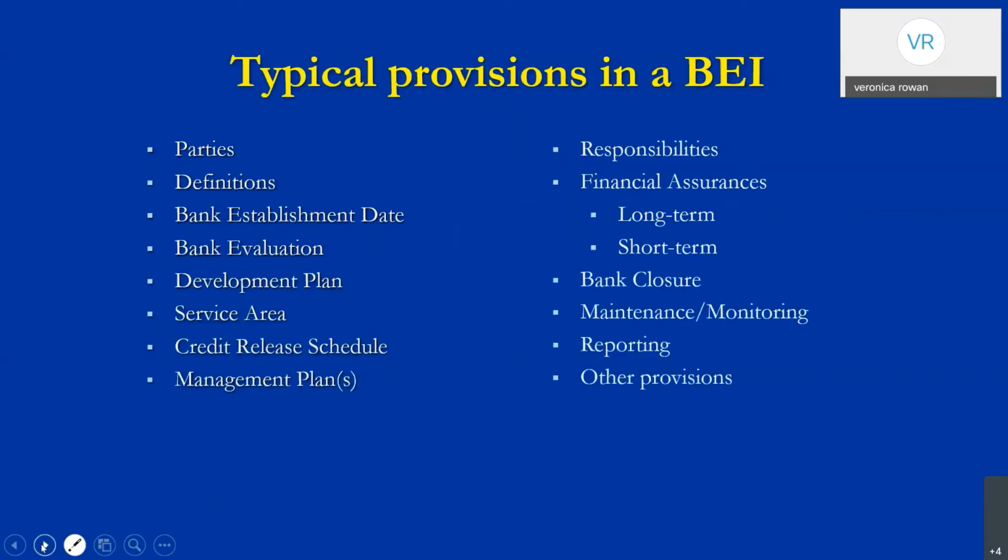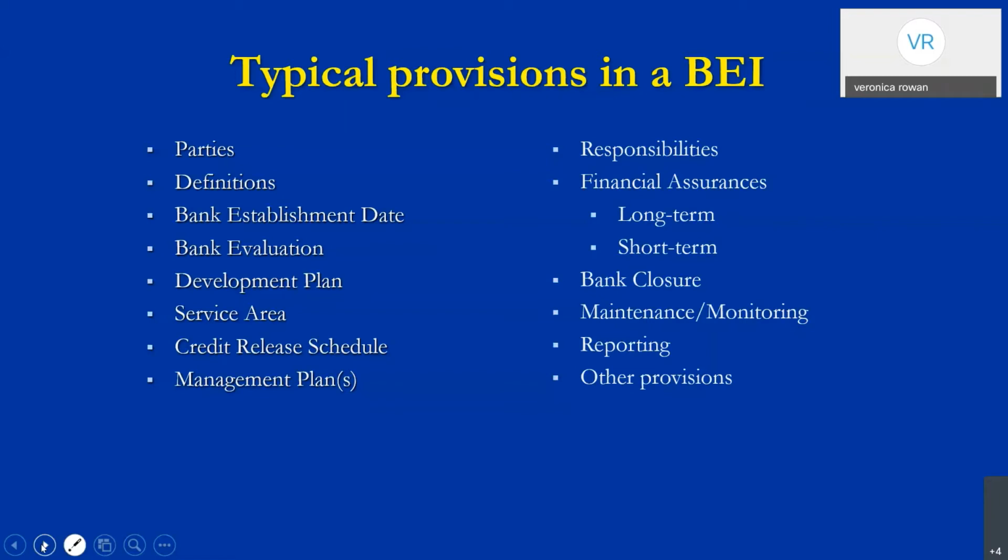So what are the typical provisions that go into a bank enabling agreement? Well, like I said, it can be pretty complex, but for the most part, you're going to find most of this in any bank enabling agreement. You're going to have the parties, obviously: generally the sponsor, the property owner, and the agencies signing the bank enabling agreement. The definitions are probably one of the most important sections in the BEI because they define all of the terms, so everybody understands what the words mean, or at least we hope that's the result.